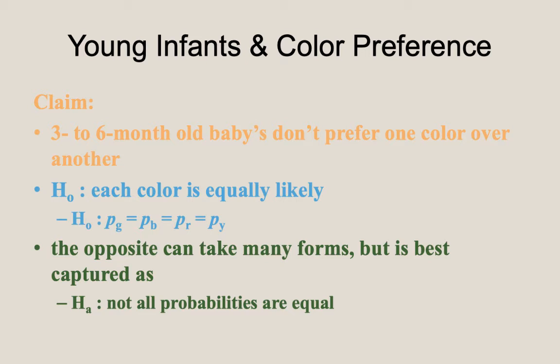This means all 4 values could be distinct and different, for example, 10%, 20%, 30%, and 40%. Or maybe 2 pairs are equal, but the pairs are different, e.g. 2 at 20% and 2 at 30%. Or 3 are the same, and 1 is different from those 3. It could be green, red, and blue all are 30%, and yellow is 10%. The point is that there are lots of ways we might express the opposite of the null, but there is only one way that they can be all entirely equal.